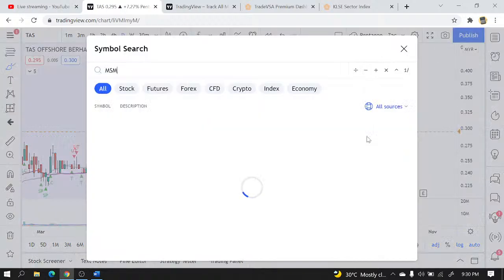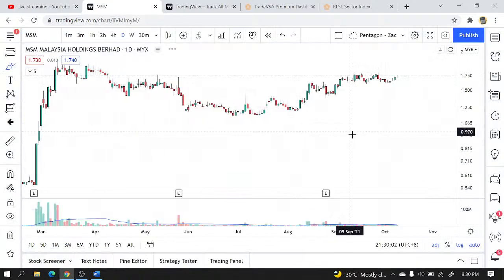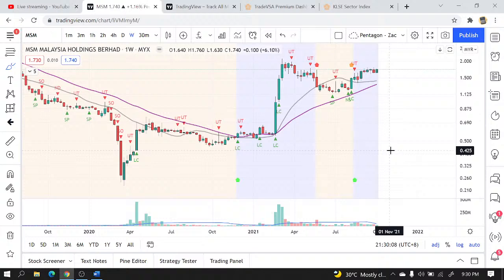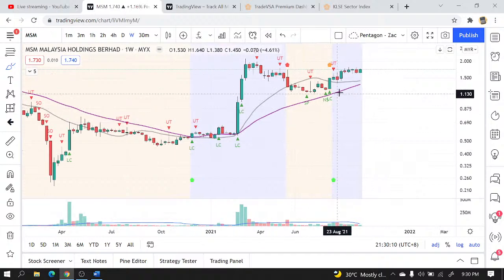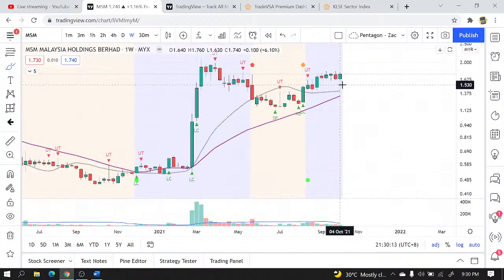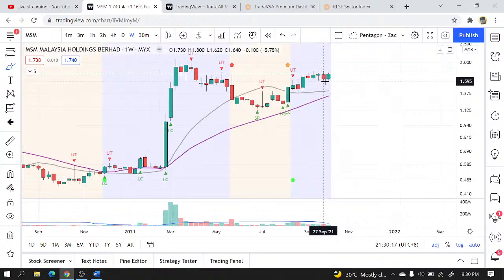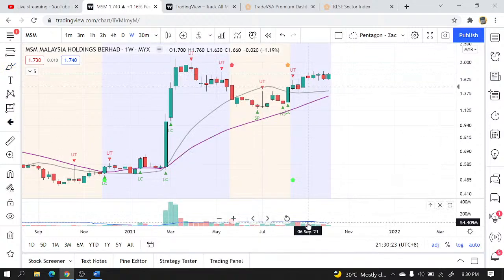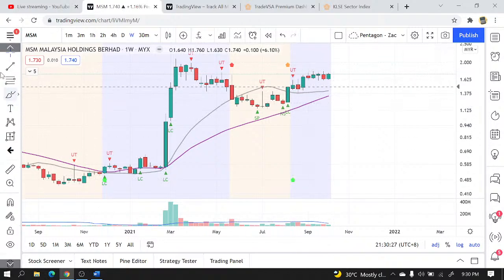Now let's go to MSM. Personally, I have some ready, and I was looking to add a little bit more, because I thought they were going to retest back. Actually after this bar here last week, I thought they were going to retest here a little bit more, so I could buy a little bit lower. But based on the daily chart here, it seems like they are still holding very well.